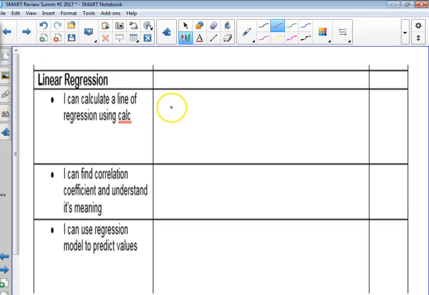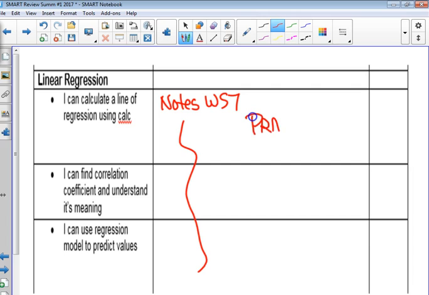All right. Line of regression. We did notes, worksheet 7. Does that sound right? And this is pretty much for all three of these. And so for practice, you can look at worksheet 8. And that's for all of those.